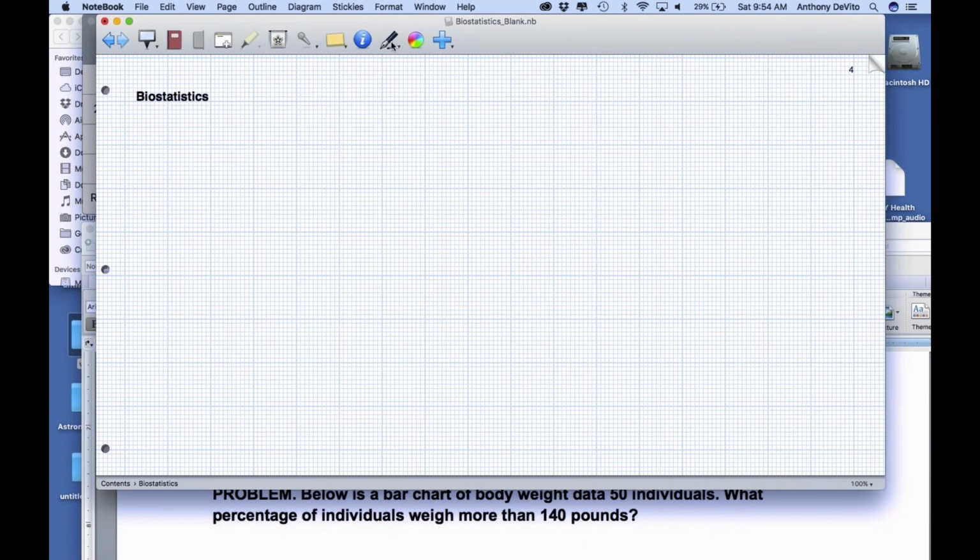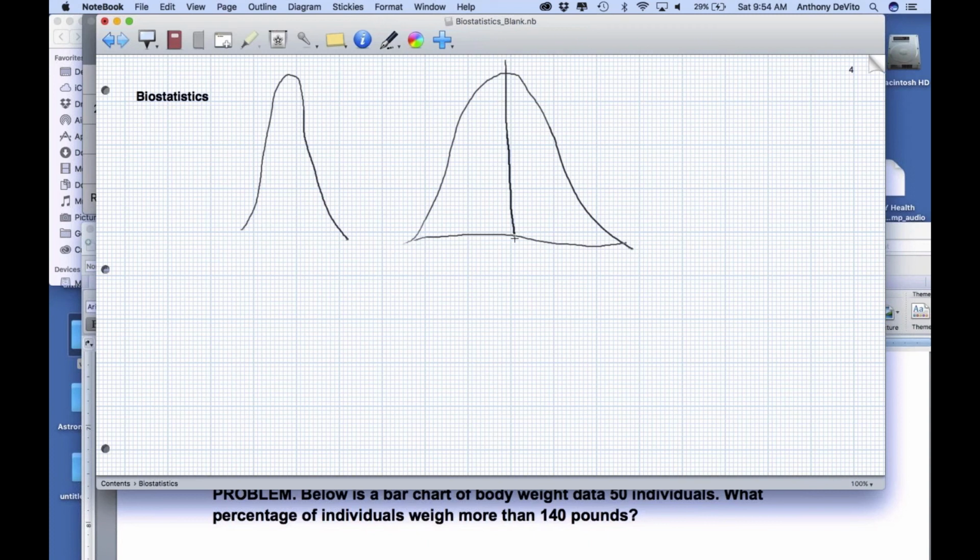Okay, so a typical normal distribution is bell-shaped. It could be narrow like this. It could be wide like this, right? But they all have something in common. And that is, number one, that they are symmetrical about the mean.